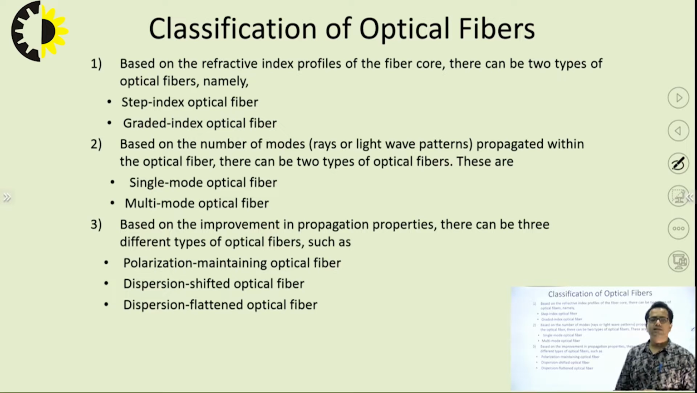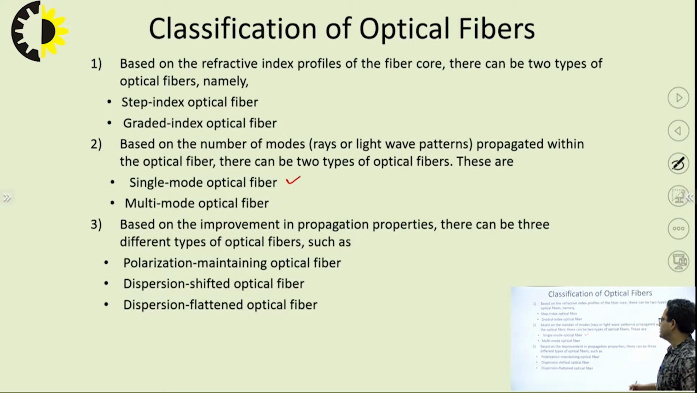Now the second category is based upon the modes, that means the number of rays or waves that can travel through the optical fiber, and based upon that we classify the optical fiber into two types. First is single mode and the second one is multi-mode optical fiber. If it is a single mode optical fiber, there will be a single ray propagating through the fiber. If it is a multi-mode optical fiber, there will be multiple rays propagating through the fiber based upon the phenomenon we have already discussed, total internal reflection. So this is the second category based upon which we can divide the optical fiber.